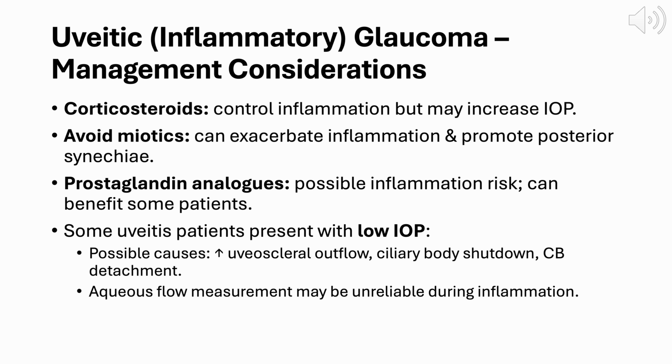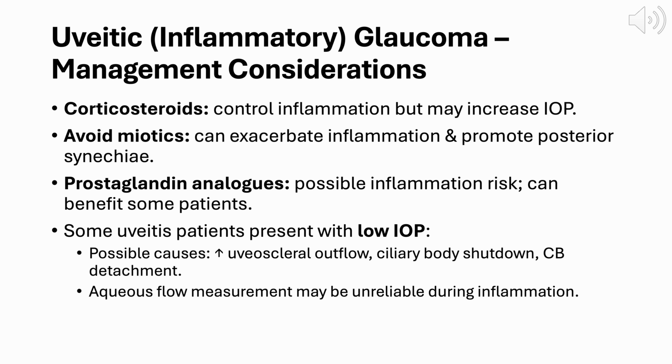On this slide, we focus on key management considerations for uveitic glaucoma. The primary goal is controlling inflammation, but our treatment choices must balance this with potential effects on intraocular pressure. Corticosteroids remain the mainstay to reduce inflammation, though they can sometimes raise IOP. Miotics are generally avoided as they can worsen inflammation and promote posterior synechia formation. Prostaglandin analogs have a possible risk of exacerbating inflammation, but they can be beneficial for select patients. It's also important to recognize that some patients with uveitic disease may present with low IOP.